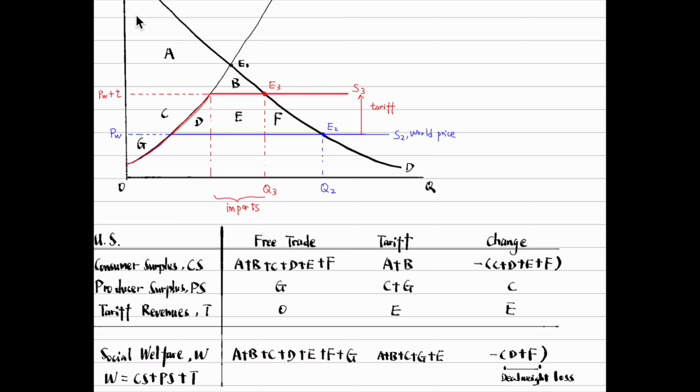First, some consumers who are willing to buy imported goods under free trade stop purchasing after the tariff is imposed. This is represented by area F in the graph. Second, consumers who continue to buy after tariffs experience a reduction in consumer surplus due to the higher price. This loss is reflected in areas C plus D plus E.